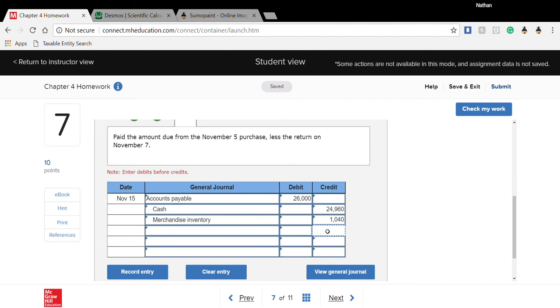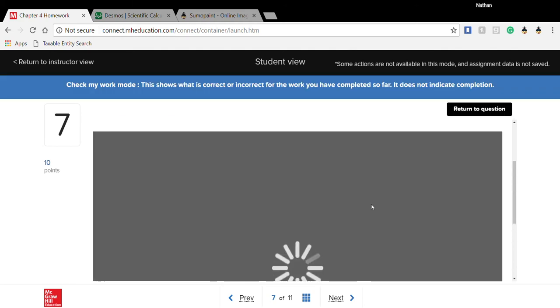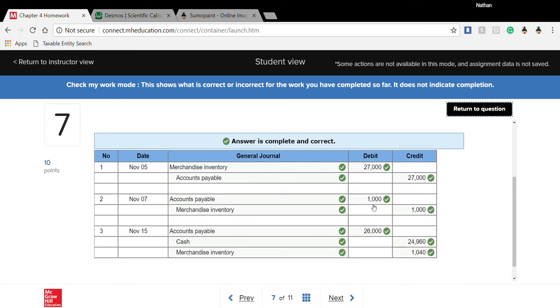Again, if we have shipping involved, if we paid cash for it, you notice that merchandise inventory basically goes up because of that. That's again because we're dealing with the costs for that merchandise inventory. But that's going to be our journal entries. Again, check my work. It says the answer is complete and correct. We're good. We can move on.